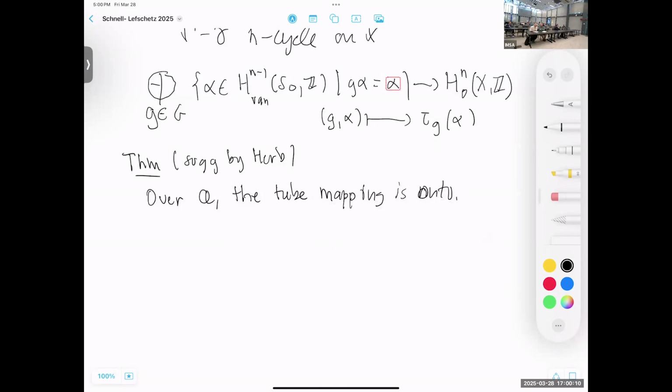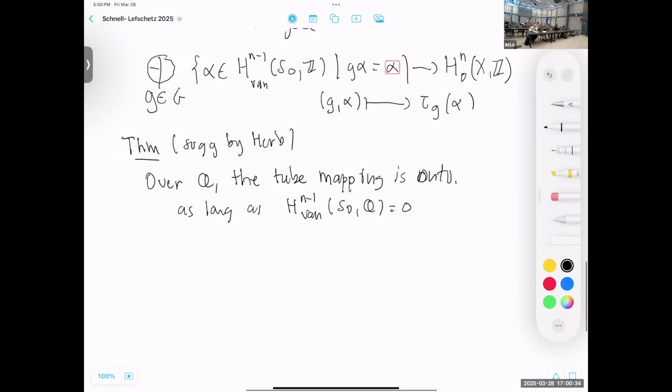Okay, so the entire primitive cohomology is generated by these tubes, as long as the left-hand side is non-trivial. So as long as the vanishing cohomology is non-trivial. Because there are examples of sort of stupid families like conics where the vanishing cohomology isn't there, then you can't expect to generate anything. But as long as you have vanishing cohomology, you're going to generate it. That's the result.